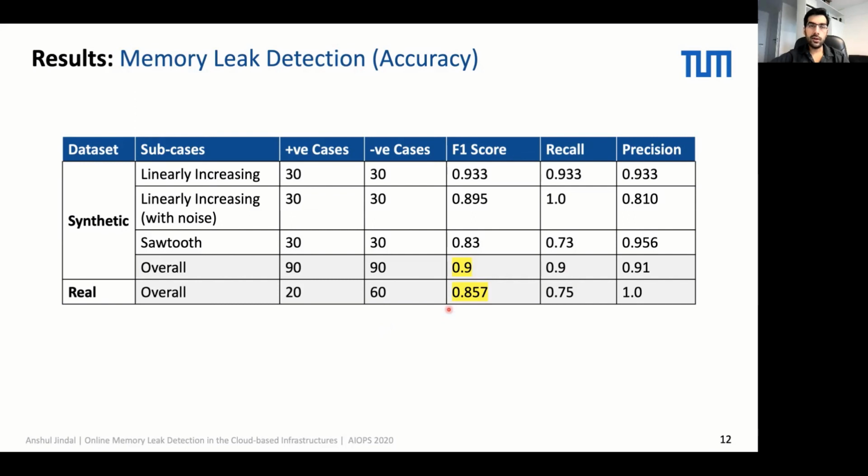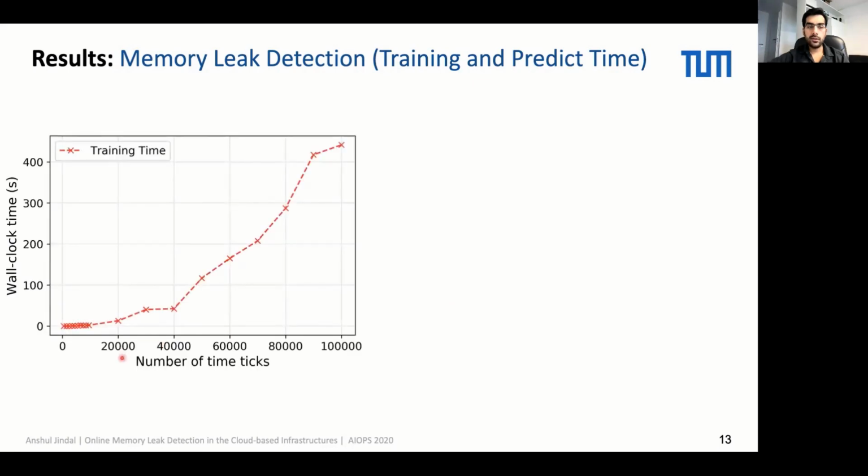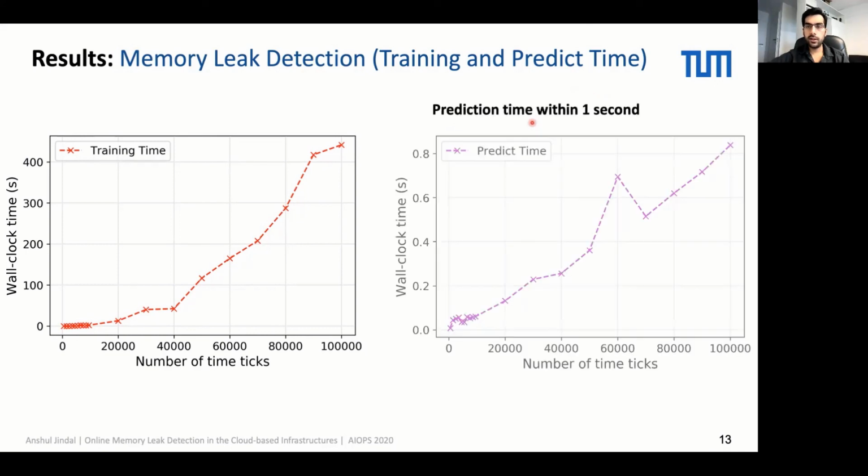Now we want to evaluate how much time the algorithm takes for training and prediction. In the training time, we saw that if we keep increasing the number of time ticks, the algorithm scales linearly over time. But the training time is not that useful in the real scenario. The main thing is the prediction time. We saw that the prediction was done within 1 second even for 100,000 time ticks, which is quite good, and it scales linearly with the number of time ticks.